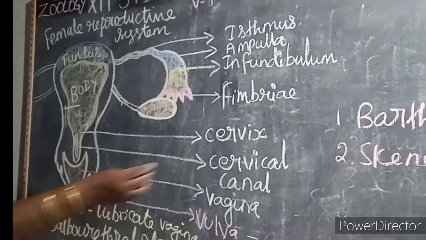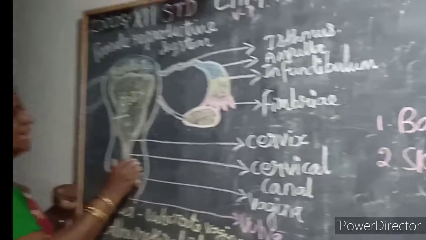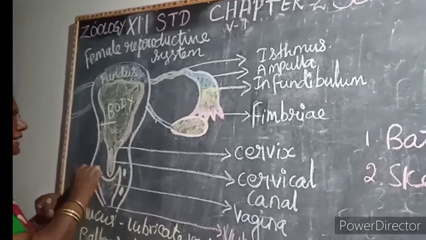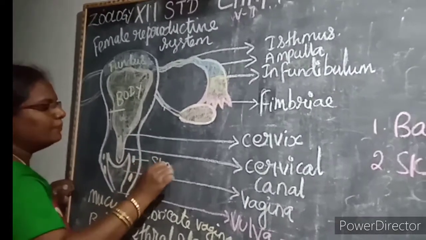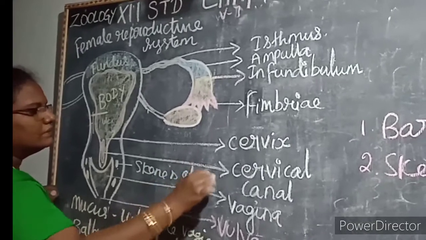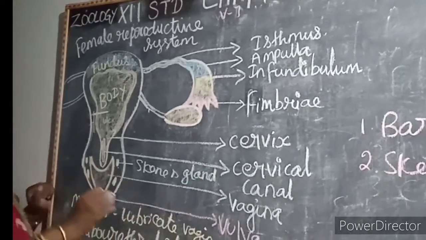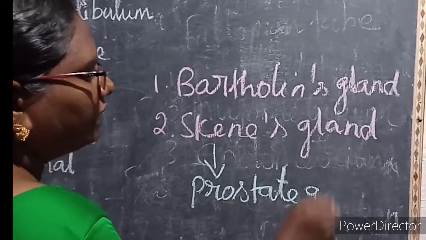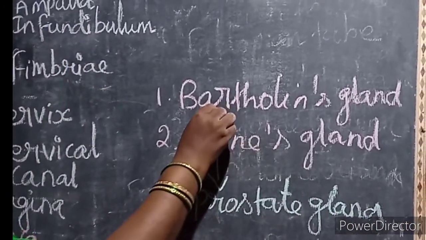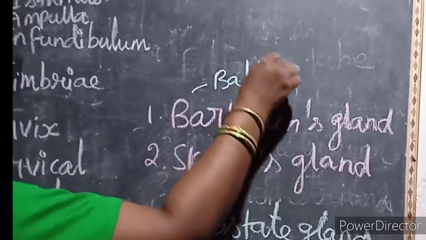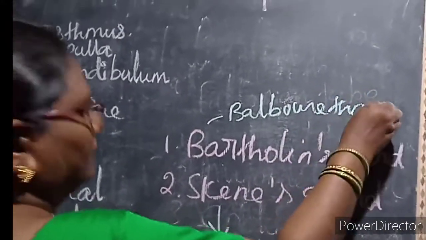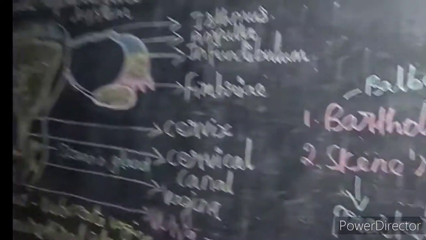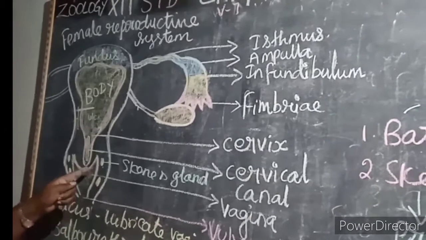reproductive system. The next gland is the Skene's gland. It is located anterior to the Bartholin's gland, on the anterior wall of the vagina. It secretes mucus. It is similar to the prostate gland of the male reproductive system. So this Bartholin's gland is similar to the bulbourethral gland, and the Skene's gland is similar to the prostate gland of the male. So where is it located? Anteriorly, on either side of the vagina.